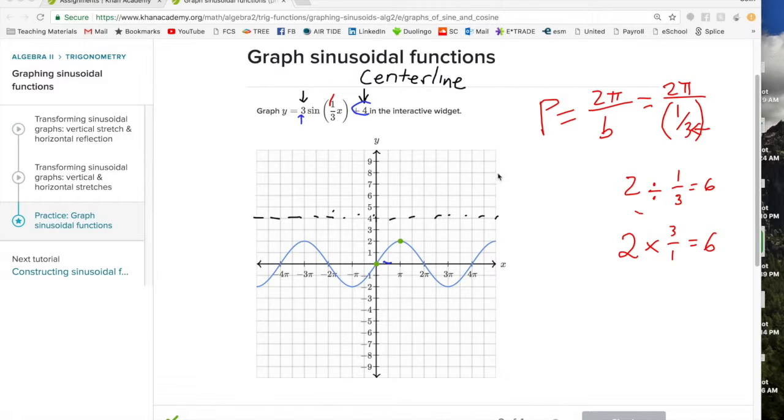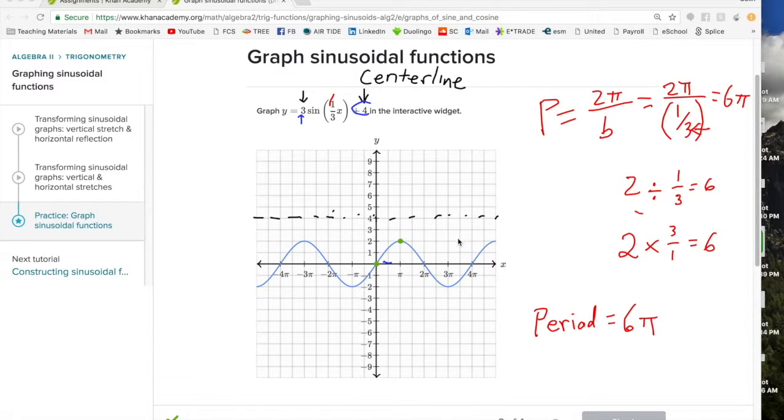Now, sometimes you're not going to have a fraction at the bottom. Sometimes this number here in the front will be like 5. So you just say 2 pi over 5. You're good. So in this case, we have 2 pi over 1/3, so our answer is going to be 6 pi. So this is our total period. Total period is 6 pi.